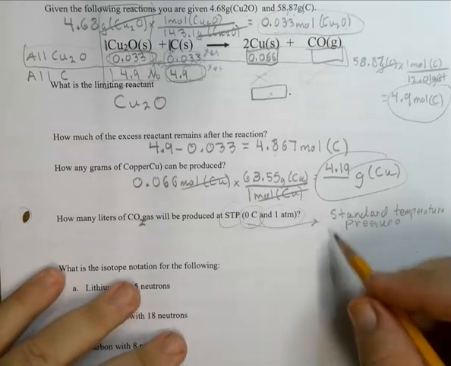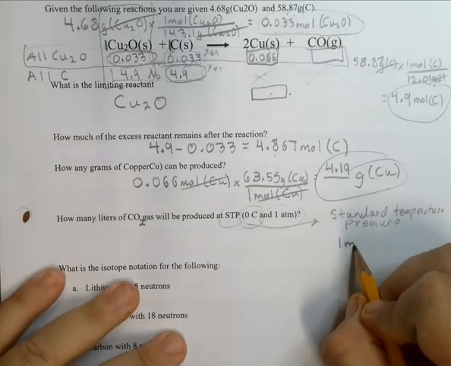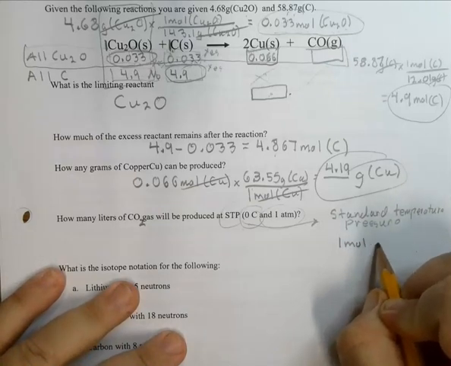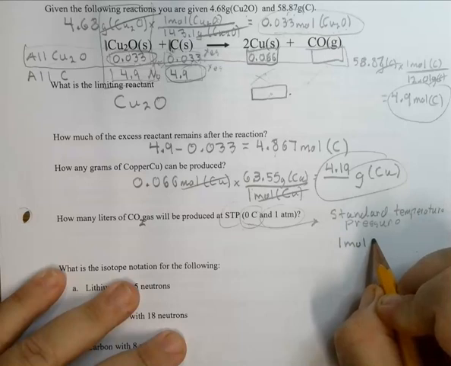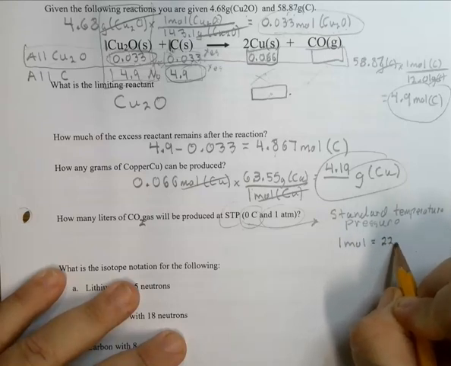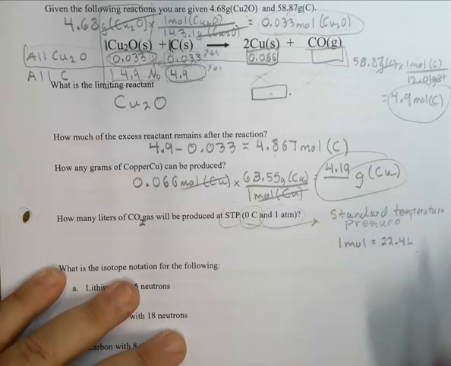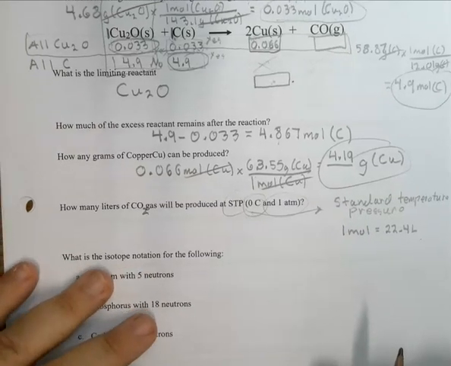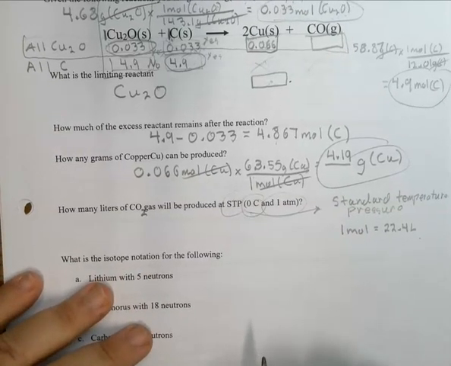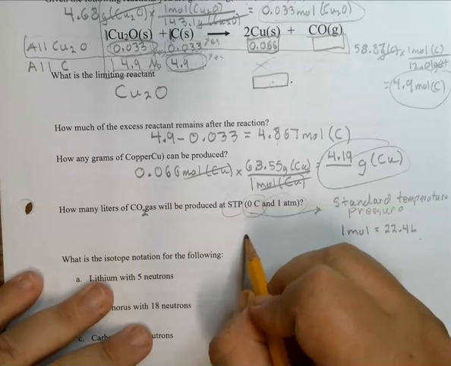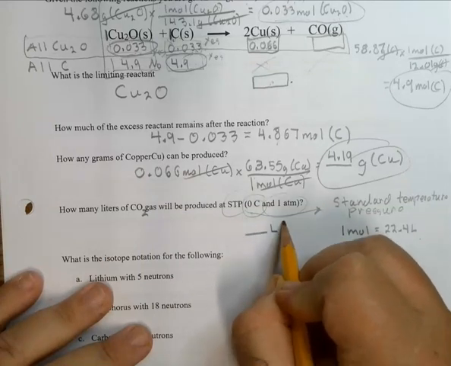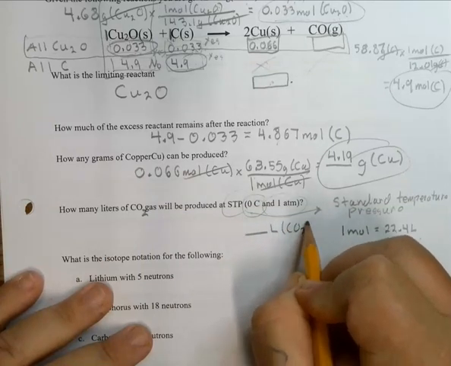Okay, so we remember there was a relationship that 1 mole of any gas at STP, any gas, is going to equal 22.4 liters. All right, so let's go ahead and do that. So it's asking us how many liters of CO2 gas, so liters CO2.